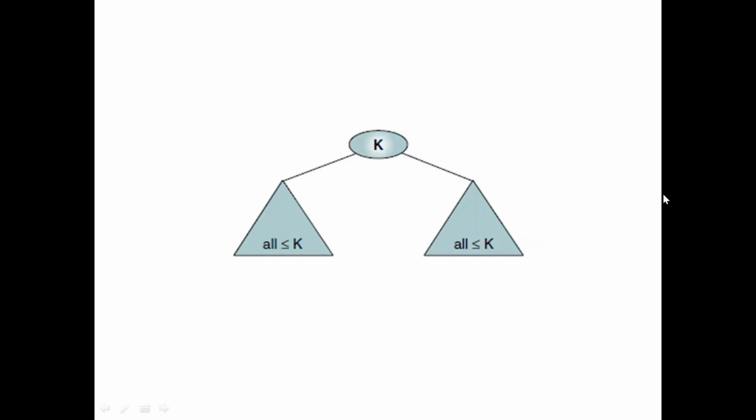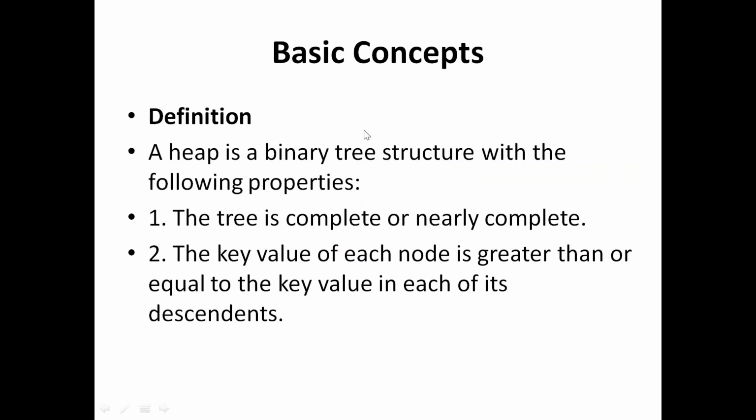This diagram depicts the characteristic of a heap tree. If k is the parent or root, then it will be greater than or equal to both its left and right child. Here is the summary of the two points which we have just seen: the tree is complete or nearly complete, and the key value of each node is greater than or equal to the key value in each of its descendants. That is, the parent has to be greater than or equal to its children.